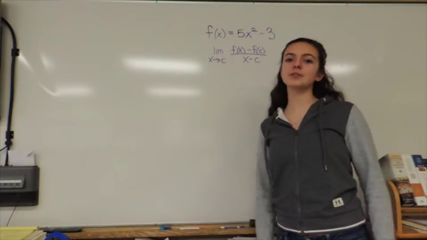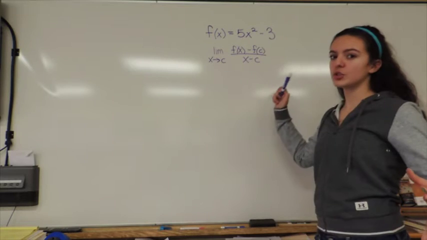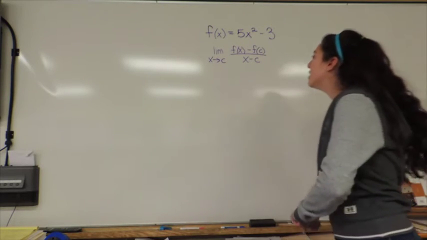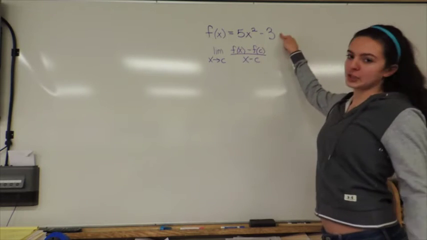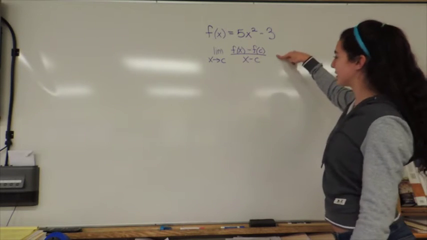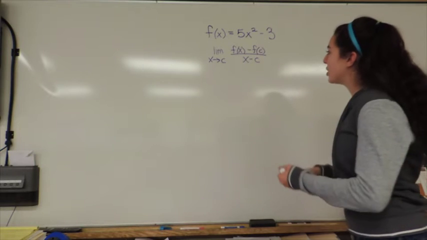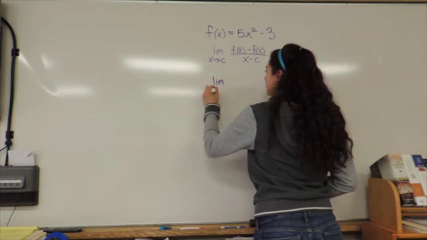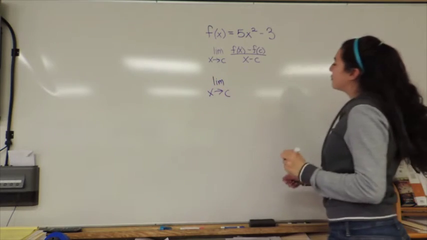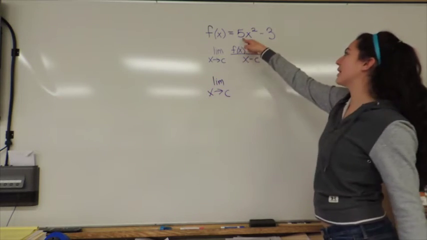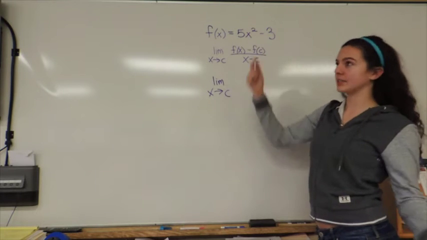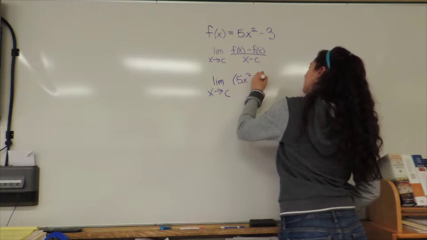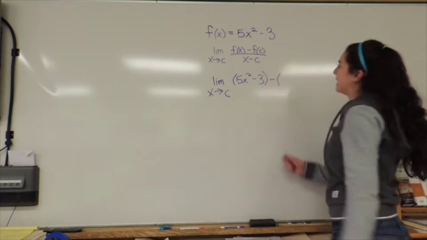So now we're going to try using the limit definition of derivative to solve a problem where you are told to take the derivative of an equation. So here we have the equation that we're trying to take the derivative of, and here we have the first limit definition of derivative. So you're going to start out by carrying down the limit symbol. So the limit as x approaches c. And for the first f of x, you can just plug in 5x squared minus 3 because that equals f of x. And then you're going to subtract f of c.